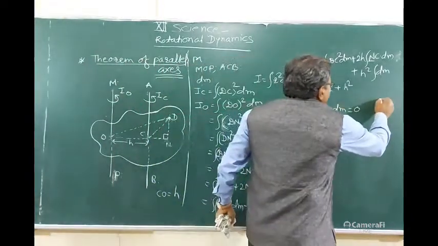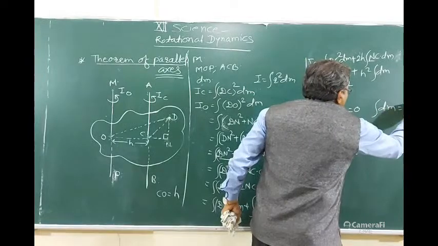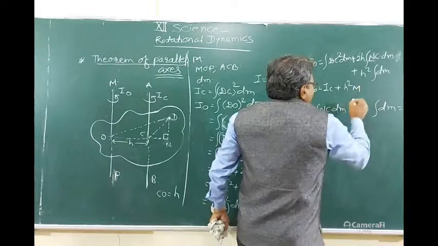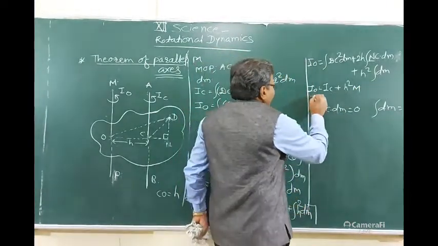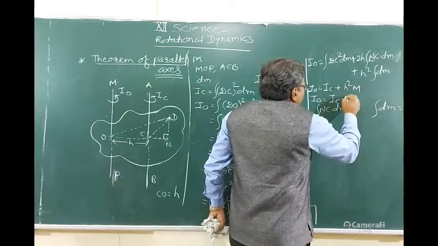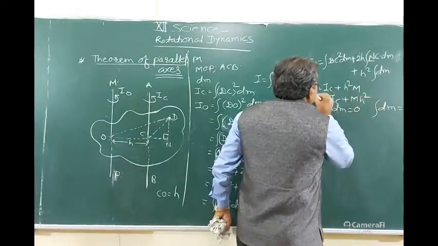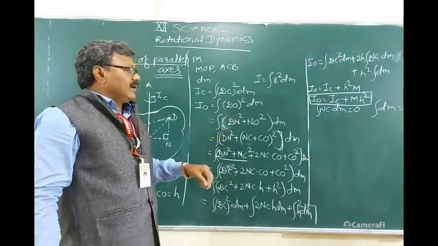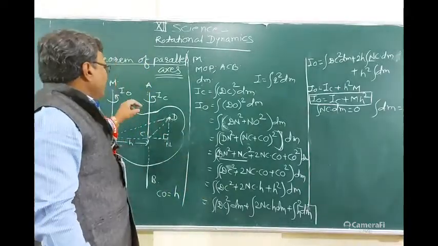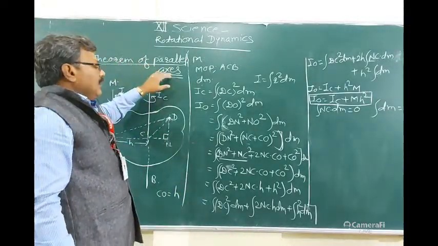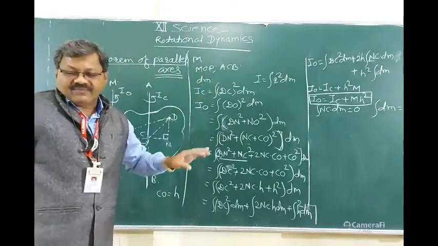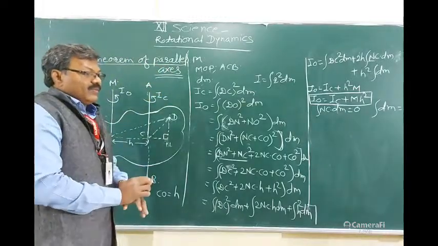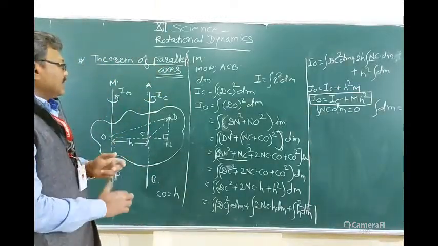It means that this integration of dm is equal to capital M. Now, by substituting this, we get this as the h square into m. Therefore, IO is equal to IC plus mh square, and this is the mathematical expression for the parallel axis theorem, or this is the mathematical form of the theorem of parallel axis. Now listen, this moment of inertia theorem of parallel axis.